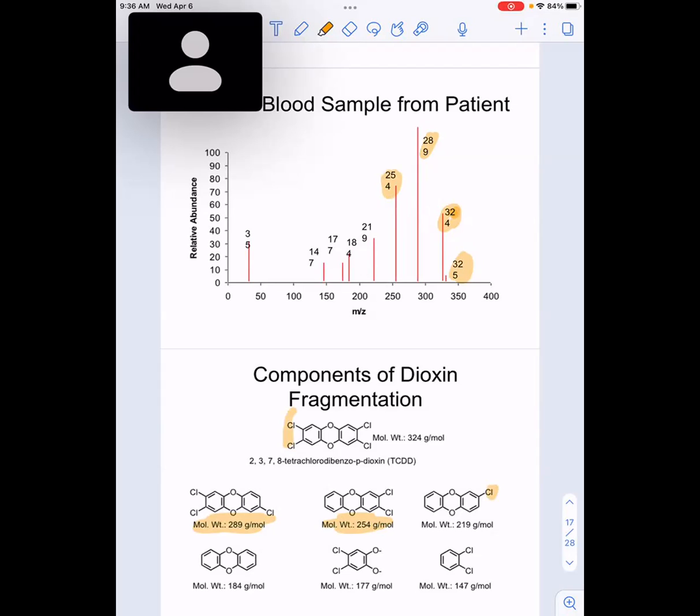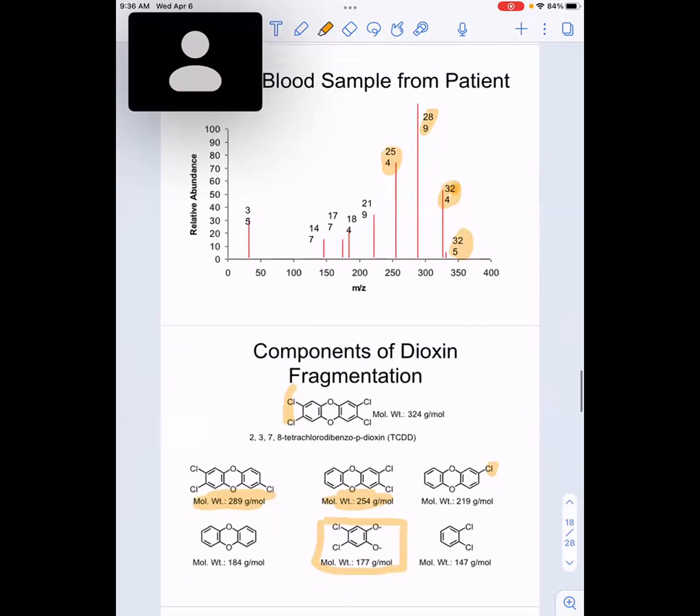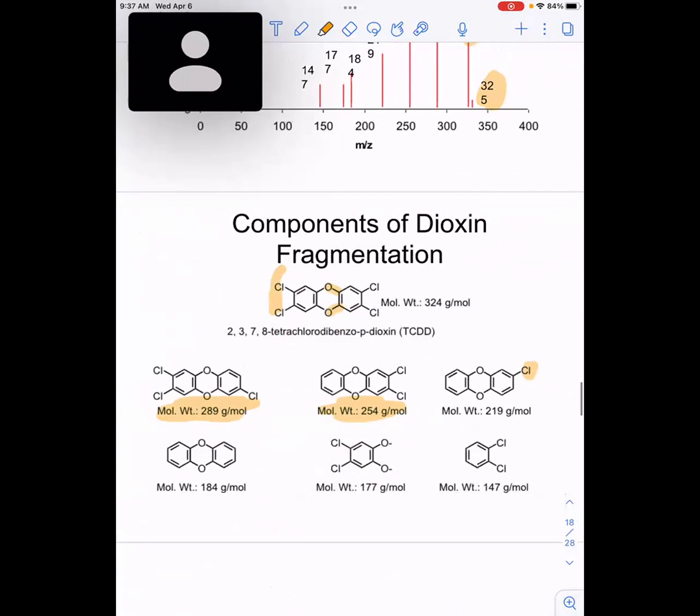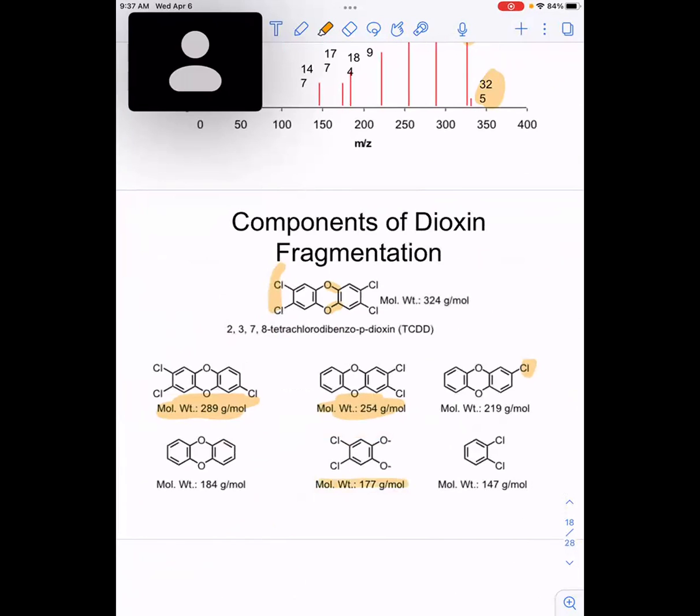And you can also cleave the oxygen aromatic bond between here, right? You can cleave that bond and get a fragment that looks like that. That's 177 grams per mole.